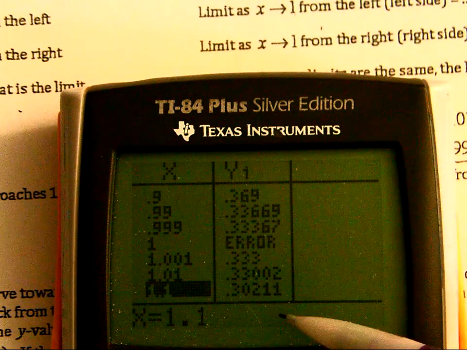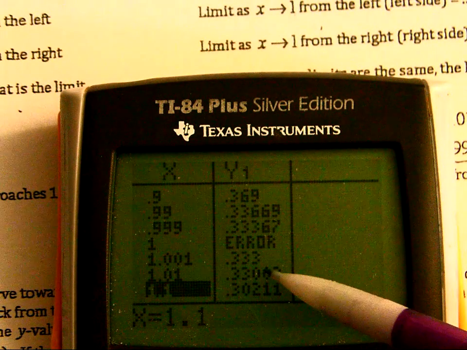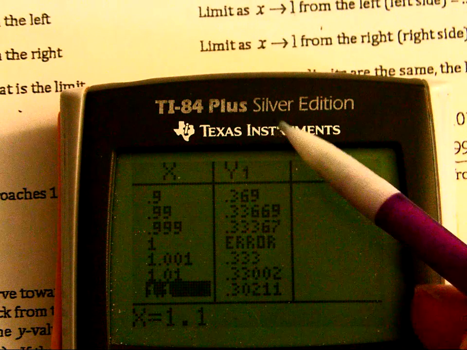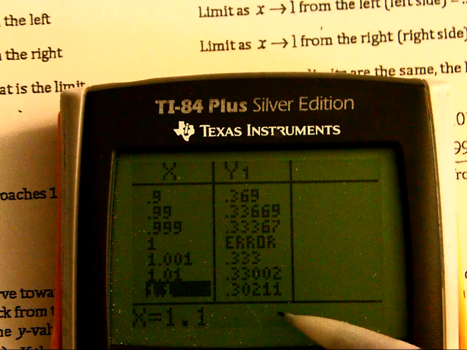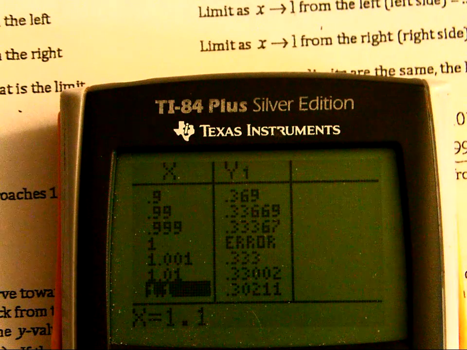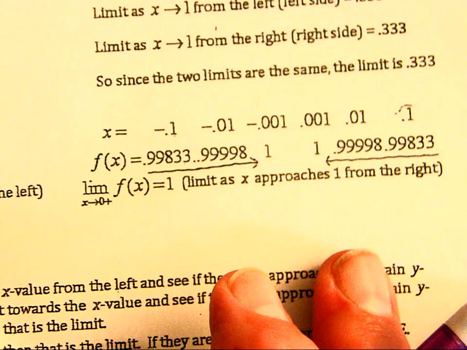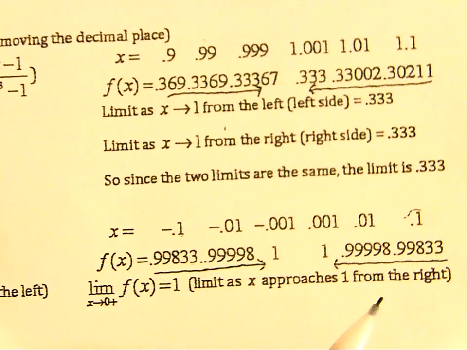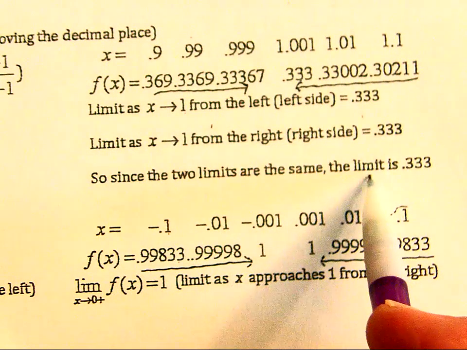Then as we approach from the right, you start from the bottom and go backwards. So if we go up towards 1, again, do you see we're getting closer to 0.33333? From the left, we're approaching 0.333. From the bottom, we're approaching 0.333. So from that, if you look at your table, you could say it looks like our limit approaches 0.333. So chances are it's 1/3.